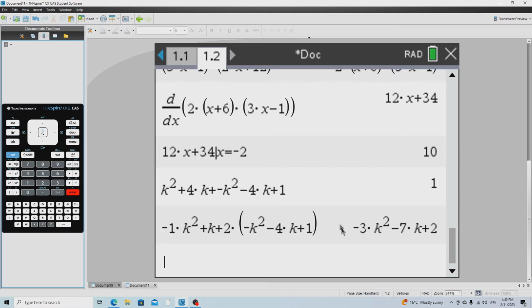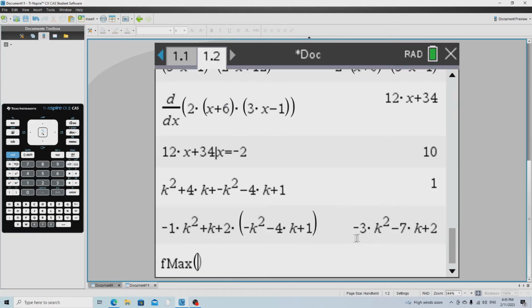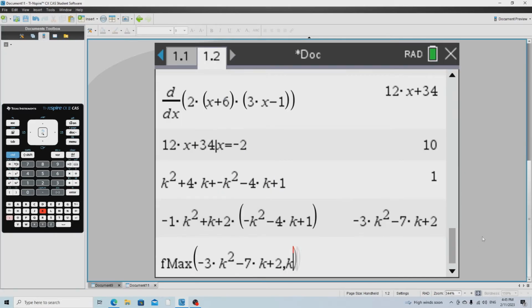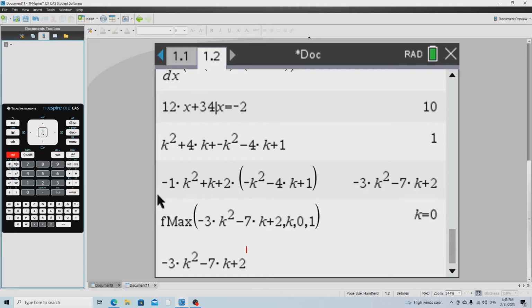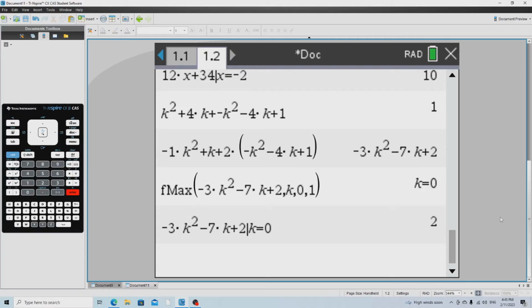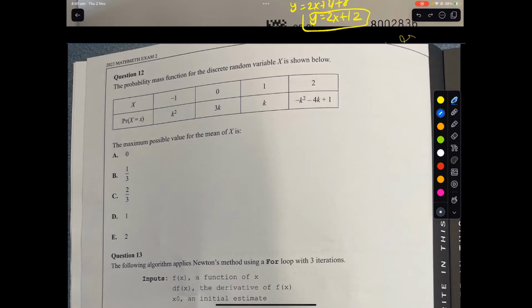And what we're going to do with this mean is find the maximum possible value. So I'll just go menu, calculus, maximum for this, comma k, given that k can only be between 0 and 1 because it's probability. So at k equals 0 is your maximum. So bring this over here, the mean. The maximum possible value for the mean is 2. So choose E.